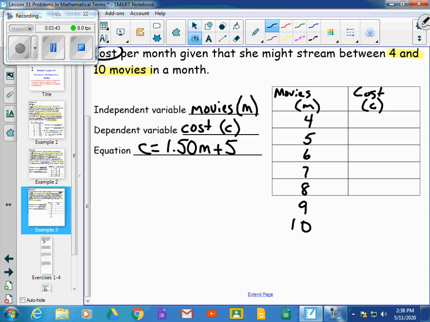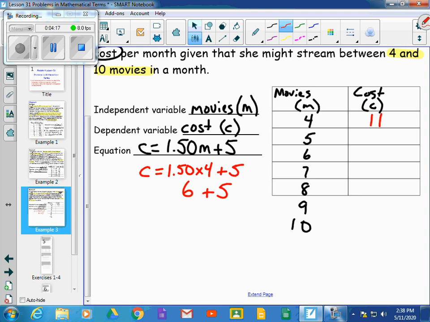To get the cost, we can substitute the 4 in for the M. So what I'm saying is the cost would equal $1.50, and if we substitute a 4 in there, our equation is going to look like this: $1.50 times 4 is equal to 6, and then we're going to add our 5. So if she streams 4 movies in a month, it's going to cost her $11.